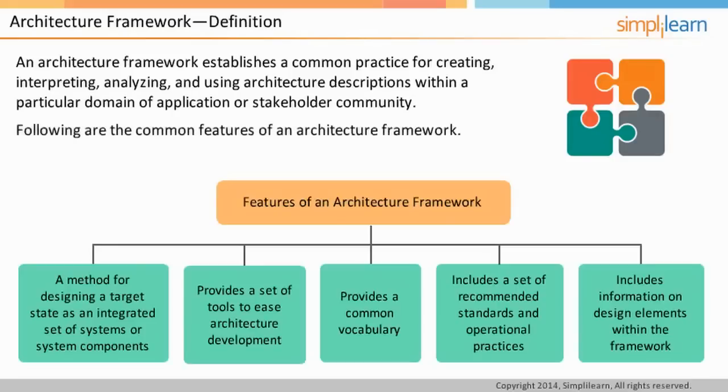The common features of an architecture framework are: it describes a method for designing a target state as an integrated set of systems or system components. It provides a set of tools to ease architecture development. It provides a common vocabulary. It also frequently includes a set of recommended standards and operational practices. It may also include information on compliant vendor products, modules, or components that can be used as design elements within the framework. In the subsequent screen, we will talk about the common architecture frameworks.